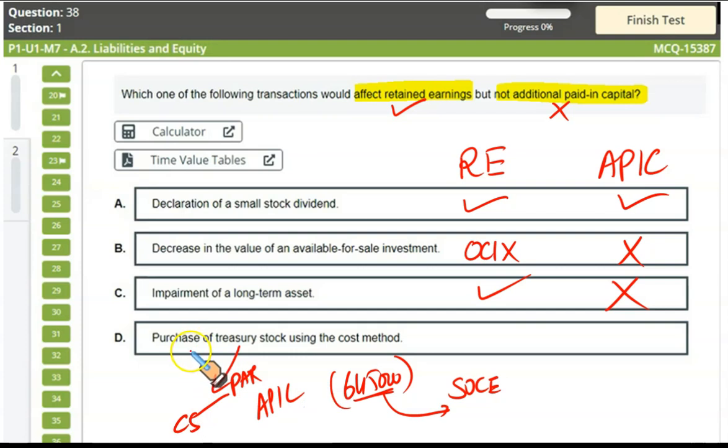So when you purchase your own stock from the market and you're using the cost method, you have a single amount to be reported as a negative element in the statement of changes in equity. So it doesn't affect the additional paid-in capital and it doesn't affect retained earnings or the income statement in any way. Had we used the par method, then our additional paid-in capital would have been affected. So the option that looks perfectly fine is option C.